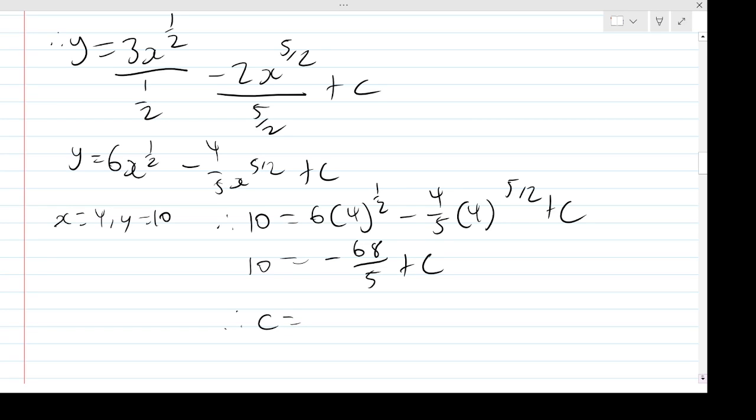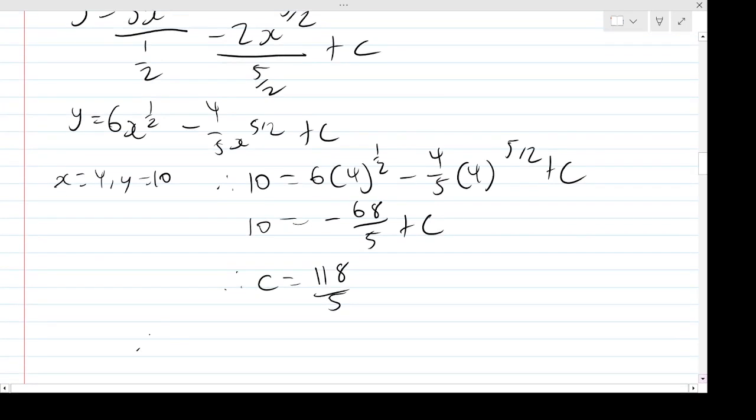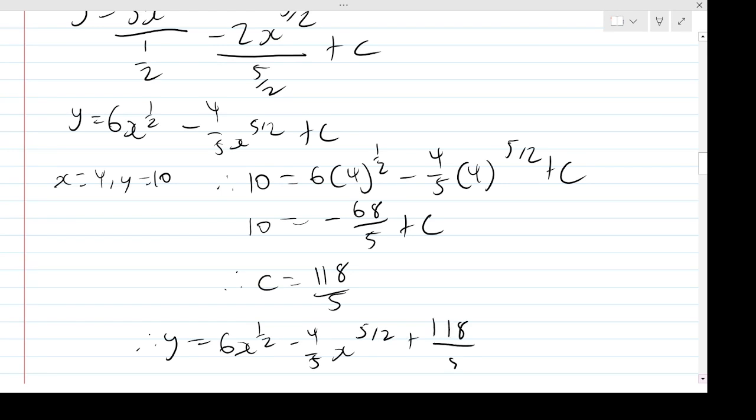And so I get 118 over 5. So therefore, finally, y now is 6x to the half minus 4/5 x to the 5 over 2, add c, which is 818 over 5. Okay, there we are. So now we've got the full, the precise answer for the function y there.